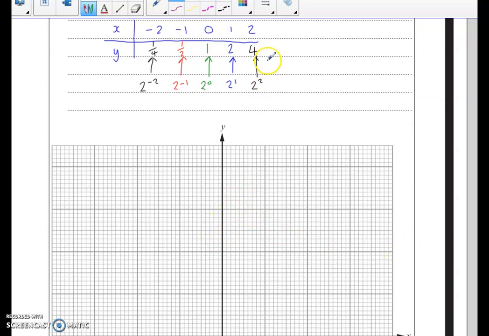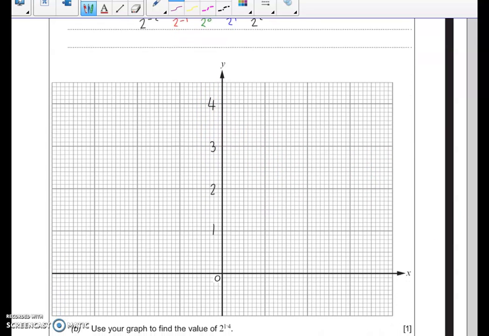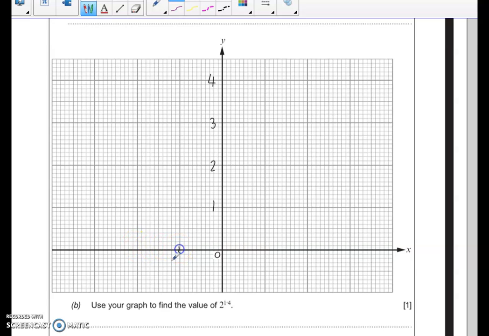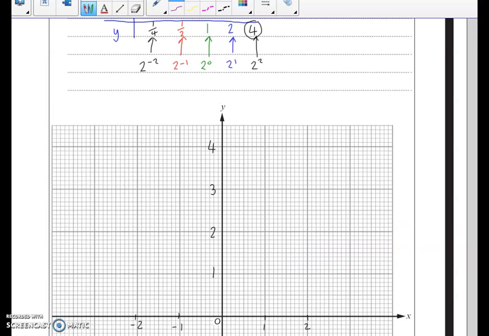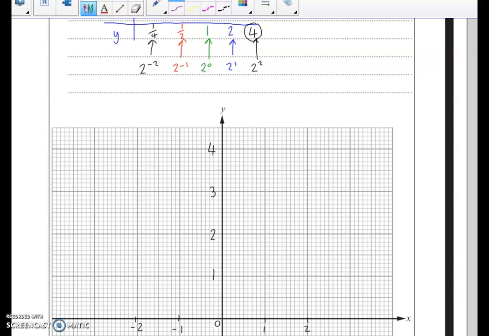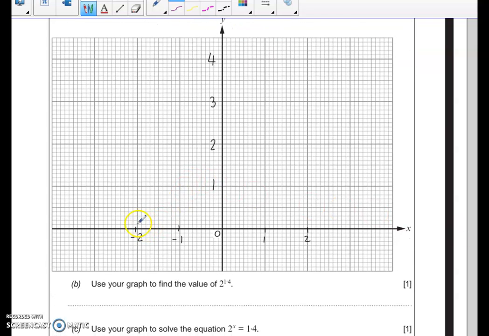So our y values, our maximum is 4. So if we went 1, 2, 3, 4, and our x values go from minus 2 to 2. So if we go minus 1, minus 2, and then 1 and 2, and then it's just reading off. So we've got a quarter, a half, 1, 2, 4. So a quarter would be there, a half, 1, 2, and 4, which makes an exponential curve.